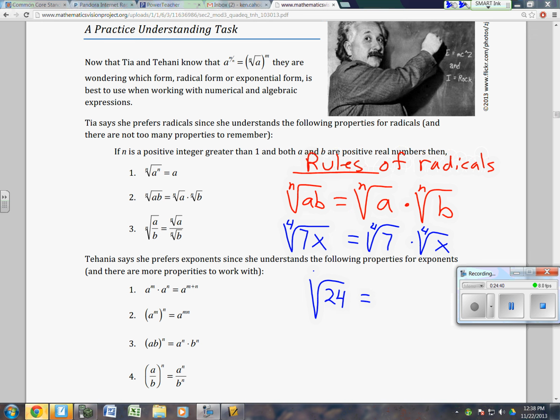Well, I know that 6 times 4 is 24, right? So I can rewrite this as the square root of 6 times 4. Now, that means I can separate it into two radicals, the square root of 6 times the square root of 4. And since 4 is a perfect square, the square root of 4 is 2, I can write it as 2 times the square root of 6. That's another way we can use it.